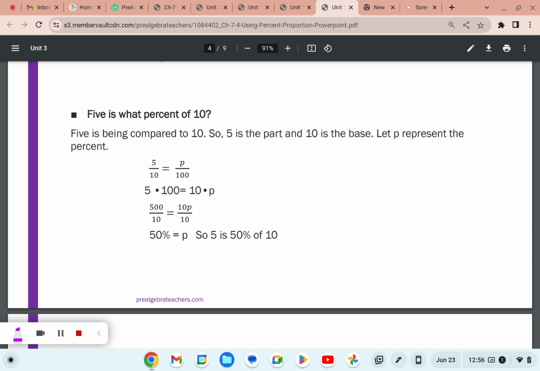How are 5 and 10 related? Well, as you all told me in our meeting, 5 is half of 10. And when I think about half and what that fraction represents, I can think about 50, right? 50 out of 100 as a fraction.